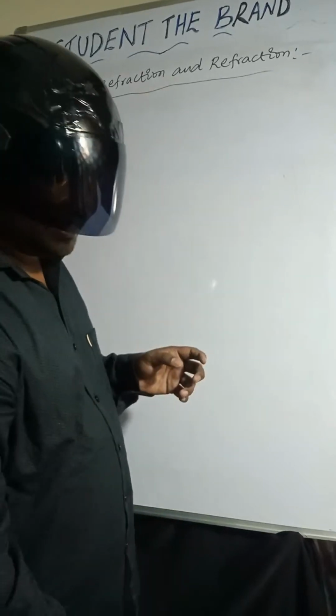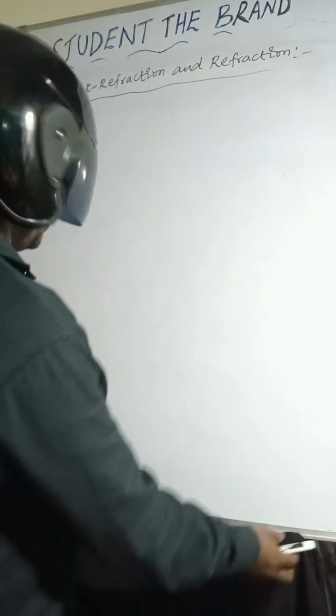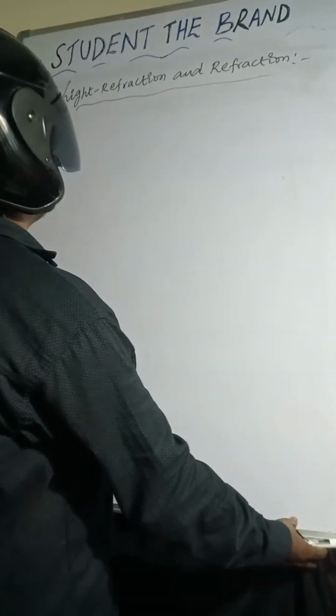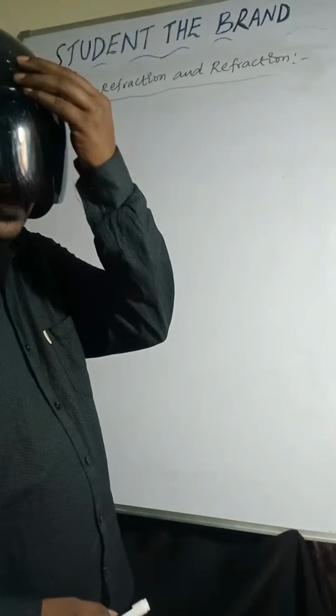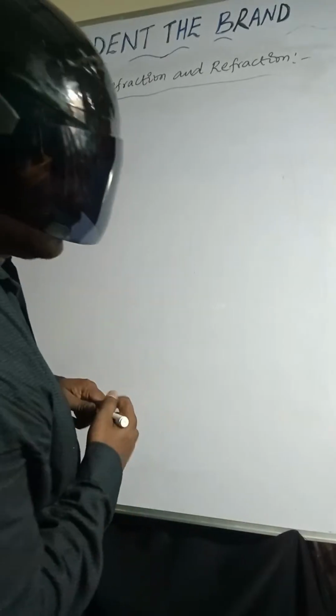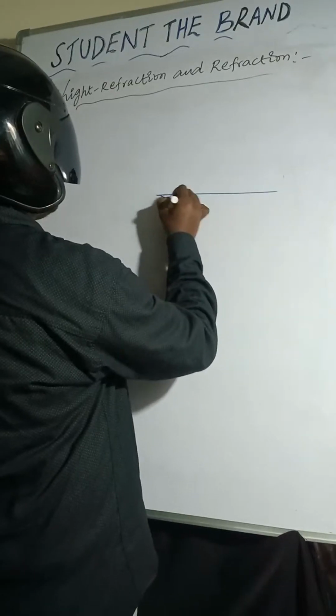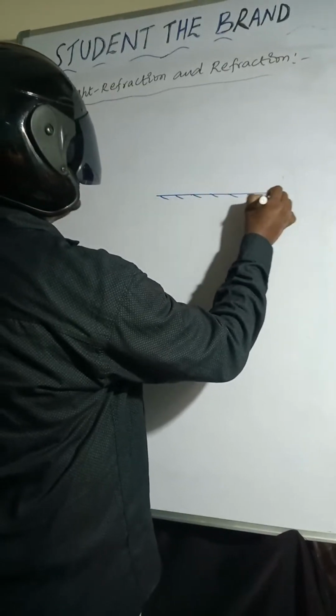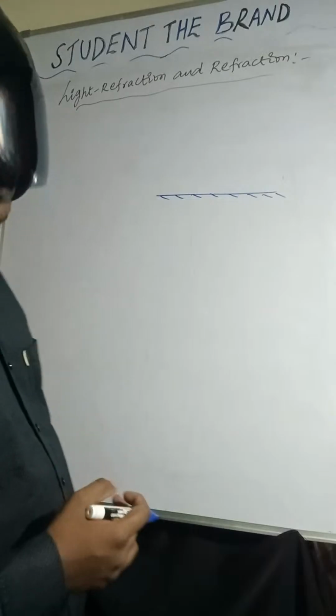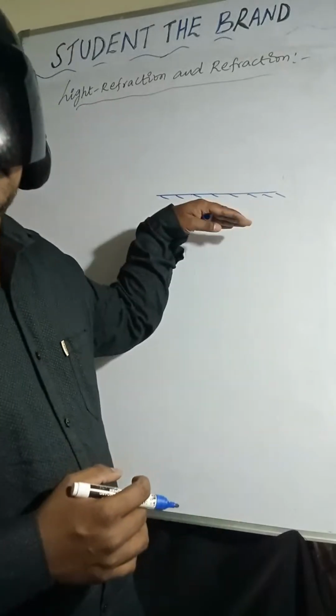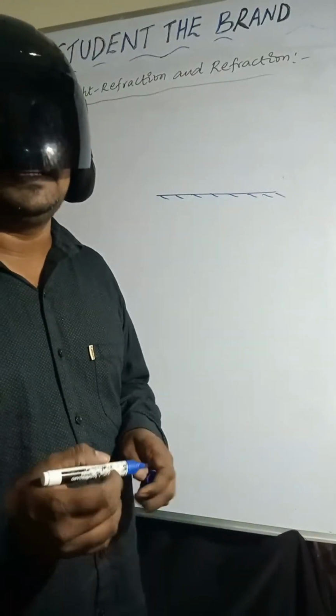Now you can see here, I'm taking the plane mirror. This is a plane mirror. One side is coated, and the other side is the reflecting surface.